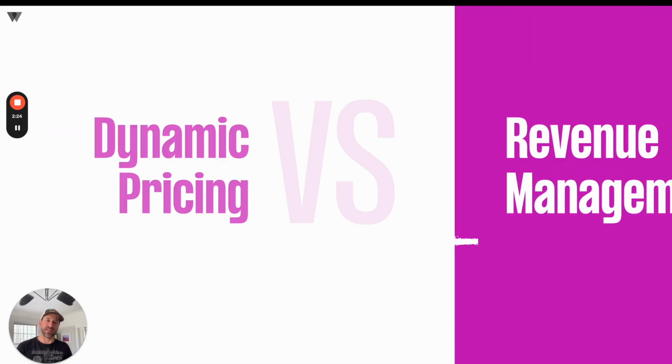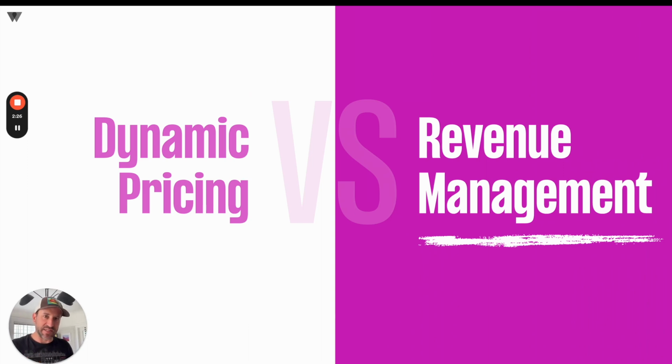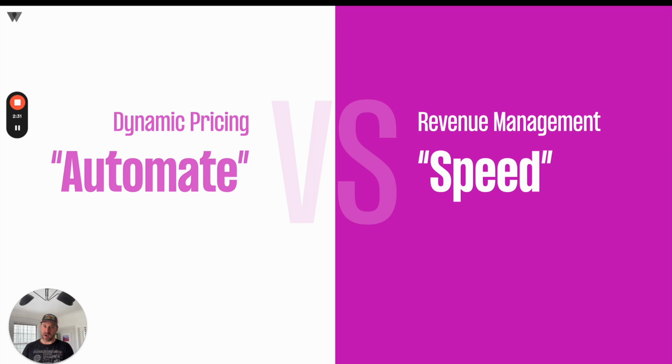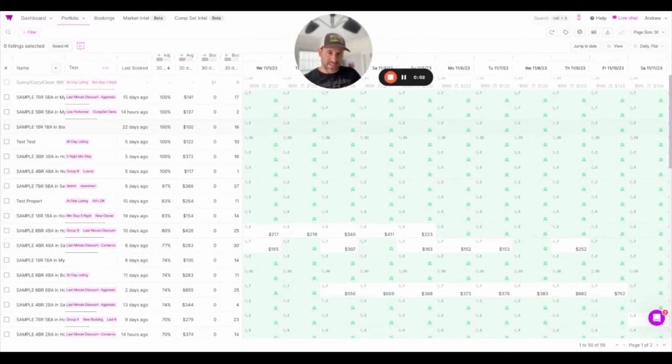So, dynamic pricing versus revenue management. Again, what we're going to explore in a second is an evolving revenue management platform. We don't think as much about automation. We think all about speed and how quickly can your team create, review, and edit your strategies. Let's dive in to learn a little bit more. Let's see how all these small changes add up to a much faster interface.